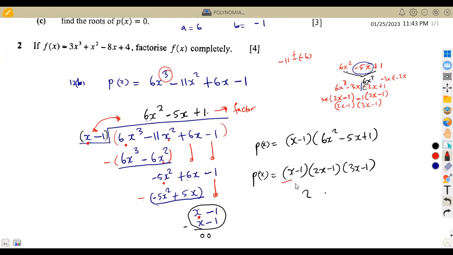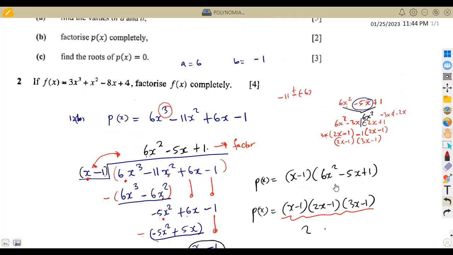So whatever you're going to get, it must be two brackets, unless the other part cannot be factorized. But in this case, if it can be factorized, therefore it's going to give us 3 brackets. That's a normal part of this equation. All right, let's see the other part now.